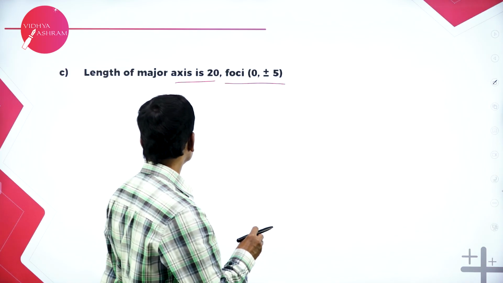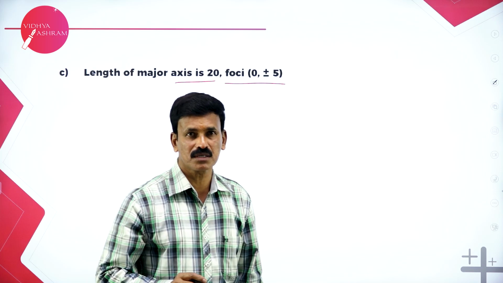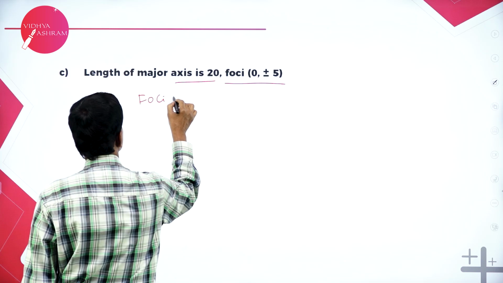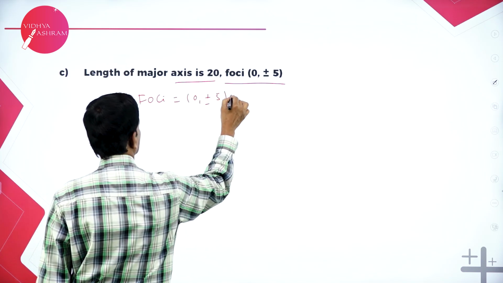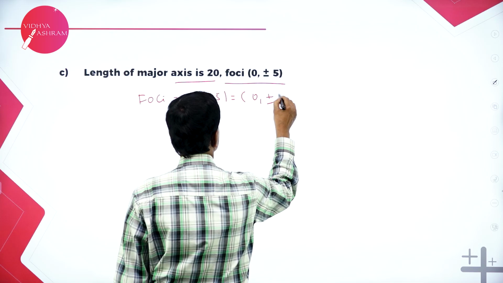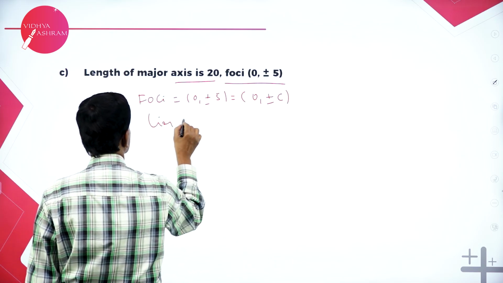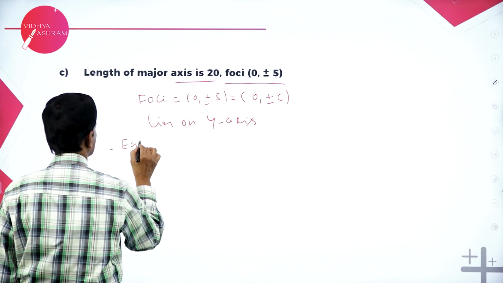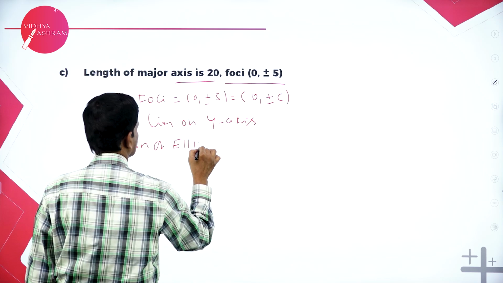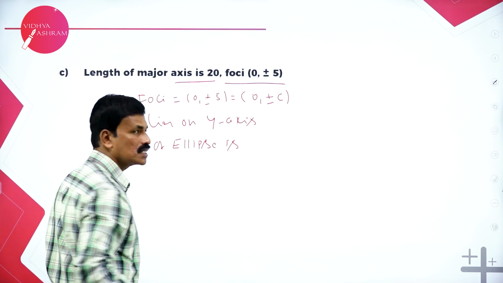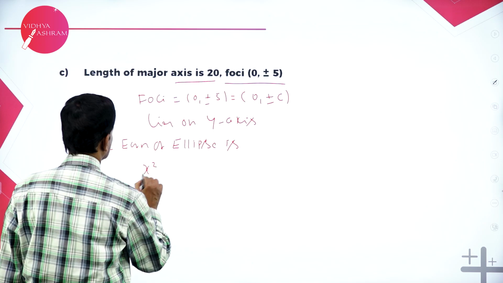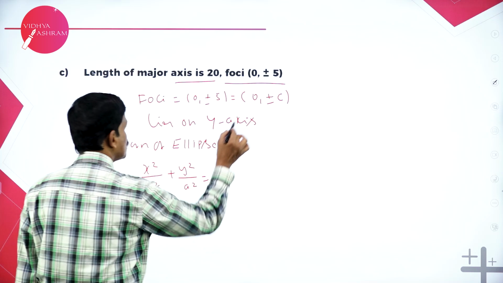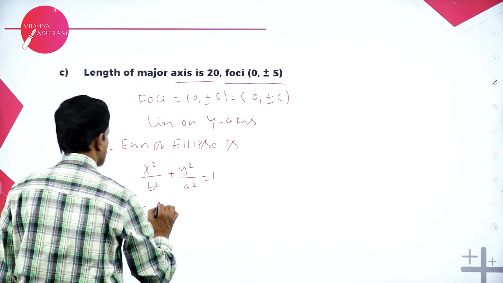The length of major axis is 20 and foci is 0, plus or minus 5. Since the foci are 0, plus or minus 5, that is nothing but 0, plus or minus c, so the foci lie on the y-axis. Therefore the equation of the ellipse is x square by b square plus y square by a square is equal to 1. So here what is given? c is equal to 5.